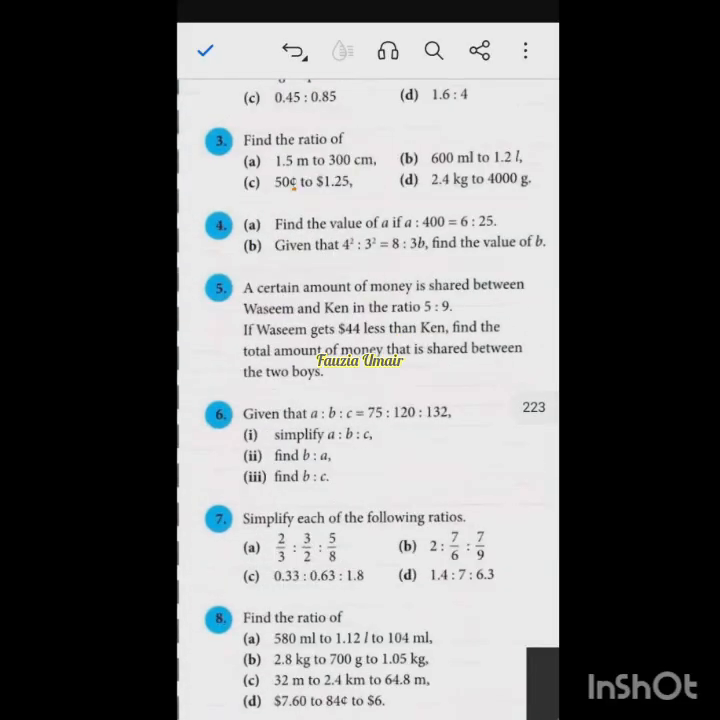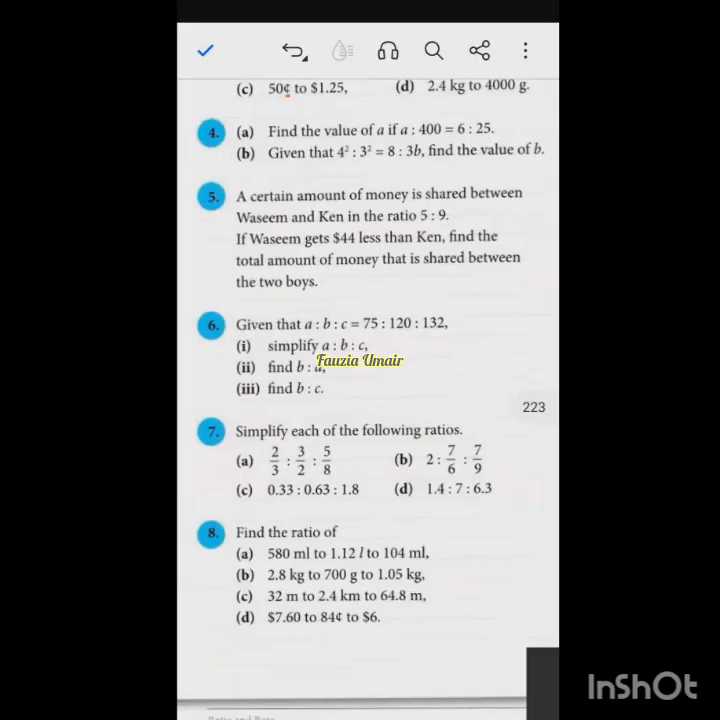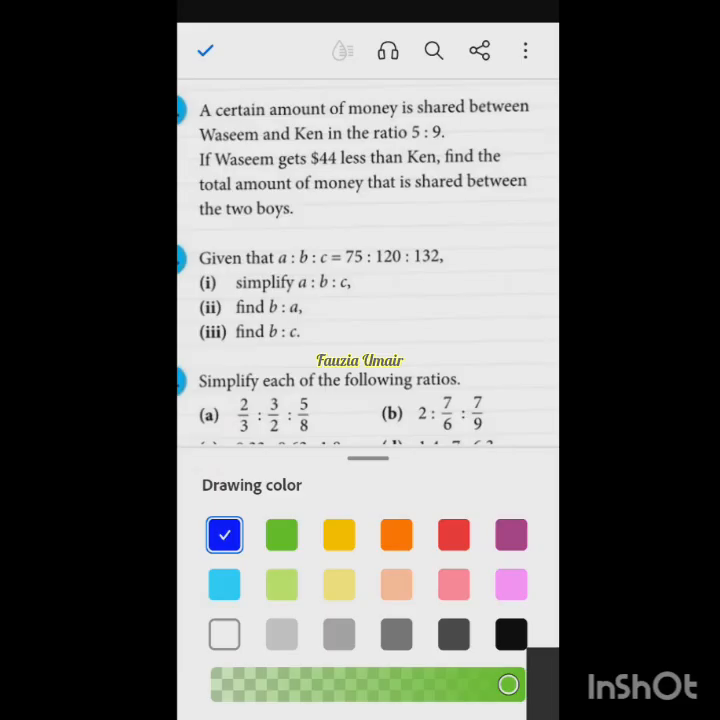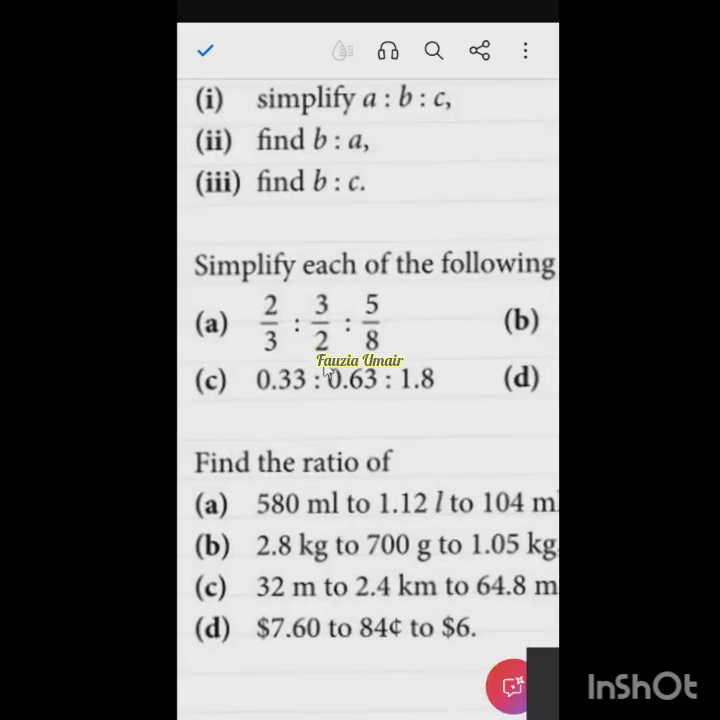Yes. All right. So now let's quickly look at question number 7. Let's start with part A. What should I do? There are 3 fractions, so I need to make the denominator the same. So what should be the same denominator? 3, 2 and 8.